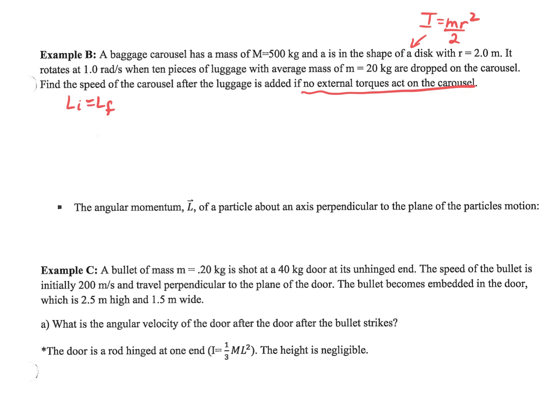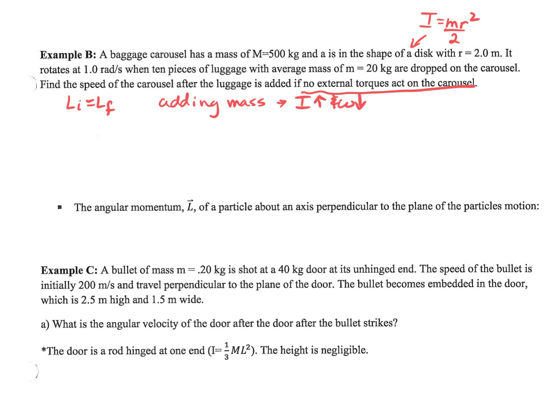So we're going to drop 10 pieces of luggage onto the carousel, and find the speed of the carousel after they're added. If we have no external torque acting on it, then what's going to happen? We're adding mass, which means the inertia is going to go up, which means angular velocity goes down. So we're going to expect the angular velocity to decrease. In other words, it's going to slow down its rotation.